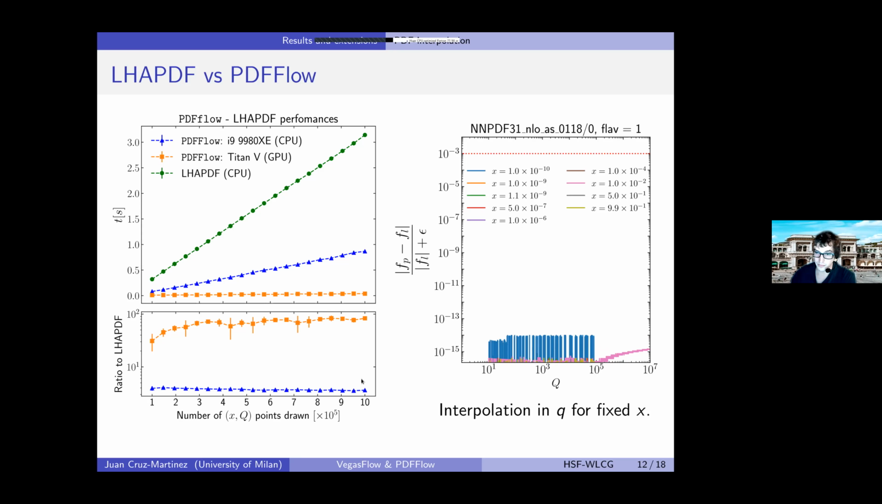And here on the left, you can see how it improves in GPU over CPU, just because in GPU now calling for more and more points is basically free, as opposed to a CPU. Be this with PDFFlow, which is giving you the multi-threading for free through TensorFlow, or with LHAPDF, where obviously you get a linear deterioration of the performance as you increase the number of points.